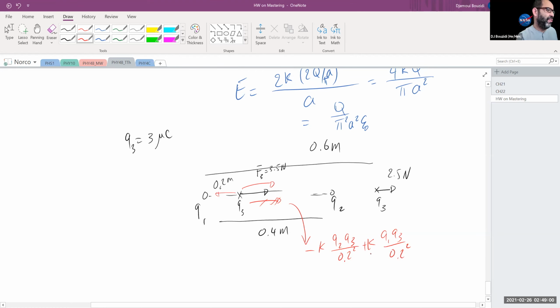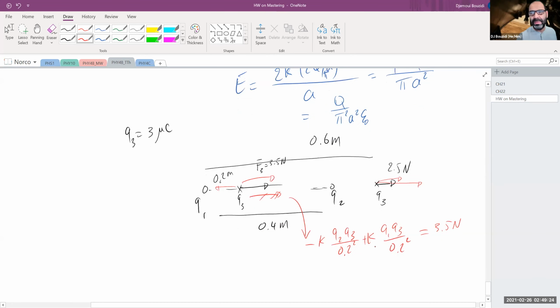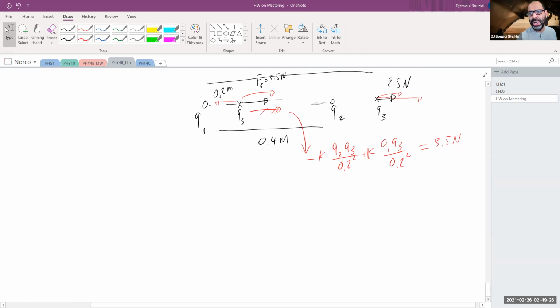So I have one equation involving these two unknowns. This must be equal to 3.5 newtons. When I place it here, one force is pointing this way and the other potentially this way. At this point, I don't know the sign of Q1 or Q2, so I'm going to leave them algebraic. Potentially both are positive, they may turn out to be negative, or one is positive and the other negative. The algebra will tell me which is which. At this point I'm assuming both are positive. So the force on Q3 at this stage is 2.5 newtons.